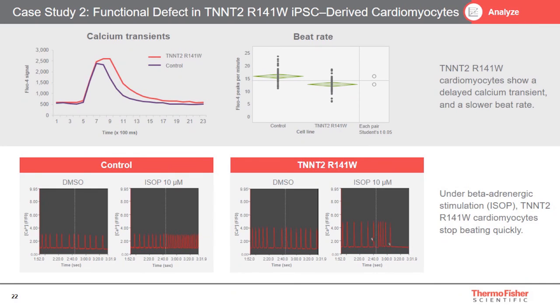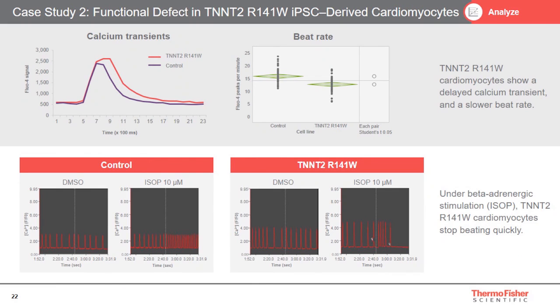Usually under stressful conditions, like extensive exercise, for example, cardiomyocytes increase their beat rate to support the increased blood flow. And cultured cardiomyocytes can be stimulated with isoproterenol to accelerate their beat rate, whereas DMSO administration does not do that. And this is often used as a model to mimic cardiac stress in vitro. And you can see this in the bottom left panels.